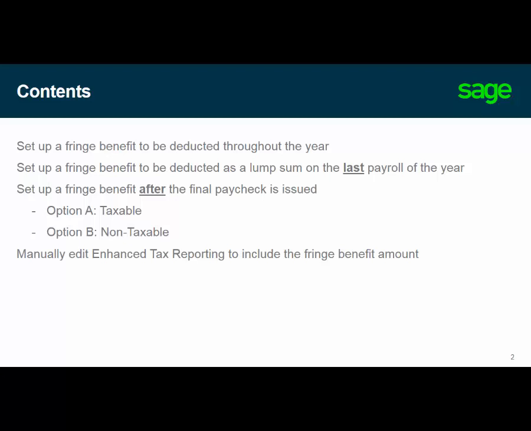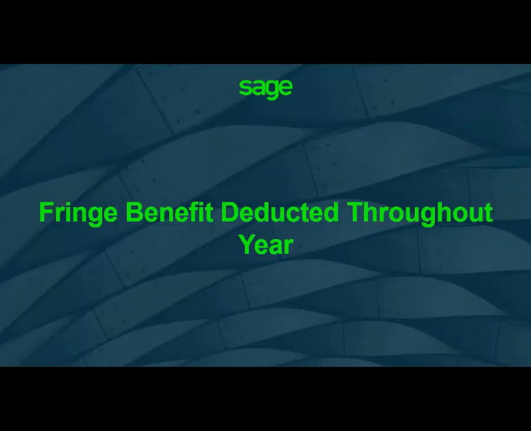The third method is going to be to set up a fringe benefit after the final paycheck has been issued. We're going to cover both taxable and non-taxable ways of doing this. And finally, the fourth method is going to be to manually edit enhanced tax reporting to include the fringe benefit amount. First, let's look at setting up and processing fringe benefits that are deducted throughout the year.